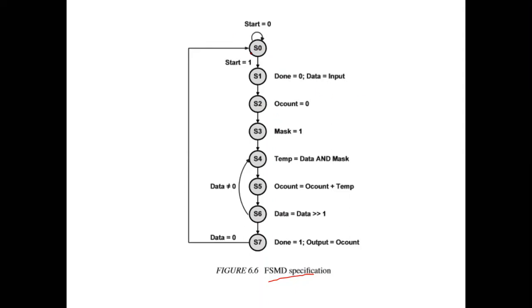That means the initial state is state 0. It will be waiting for the start signal. Once the start signal is 0, it will remain in the same state itself. State 0, the start is 0, it will again jump back to state 0 itself. When the start signal is made 1, it will move to the next state, state 1.